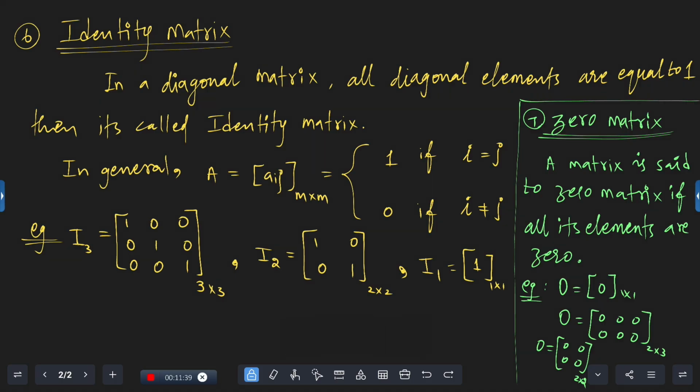Or it can be square also. No need to mention that a zero matrix need not be a square matrix. If it is a square matrix also, not an issue. It is not necessary that it should be square. It can be any order. Understand? So leave it. That's it.